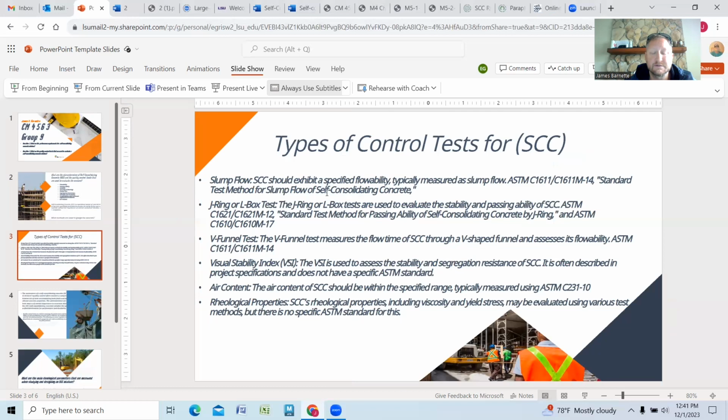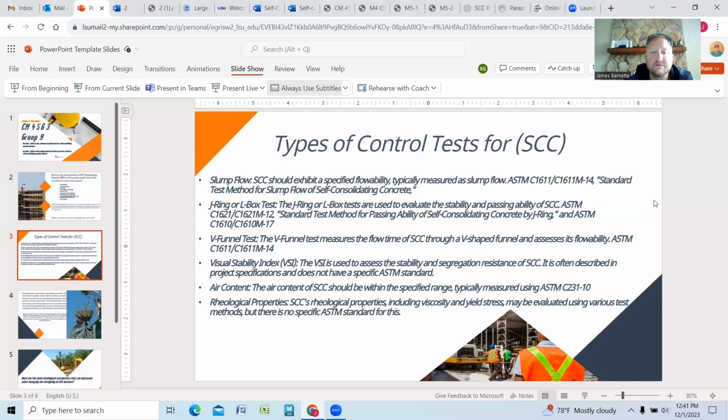Types of tests for SCC. Well, first we have the slump flow. SCC should exhibit specified flowability, typically measured as slump flow. The J-ring or L-box test. The J-ring or L-box tests are used to evaluate the stability and passing ability of self-consolidating concrete.